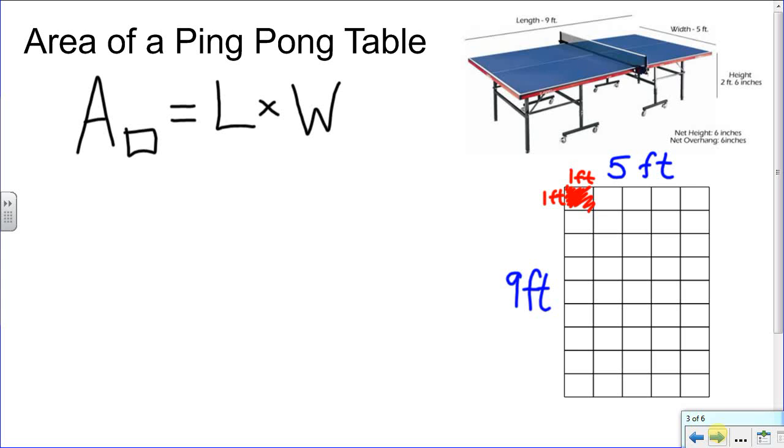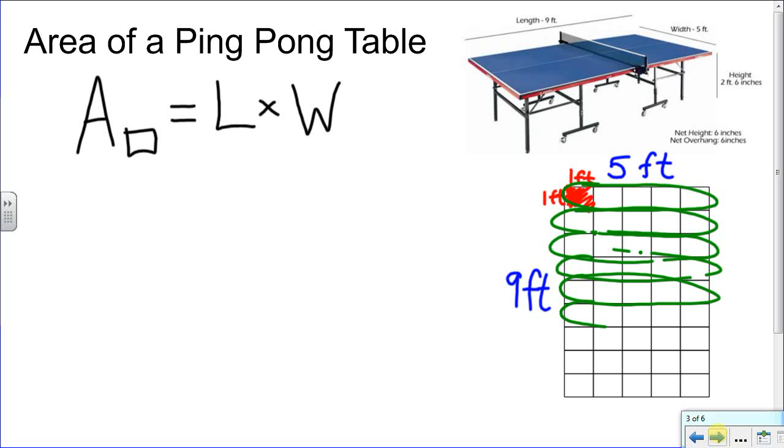And like I mentioned earlier, I like to think of multiplication as groups. So I see this as multiplication because I do see groups here. I see 9 groups of 5 feet. This top group of 5 feet, that's one group or one row. But then we also have a second group of 5 feet and a third. And if you can see where I'm going, we're going to have a total of 9 groups of 5. And so multiplication really makes sense. If we have 9 groups of 5, then we can say we have 9 times 5 to find out the total number of 1 foot by 1 foot boxes or square feet that will take up the area of this ping pong table.